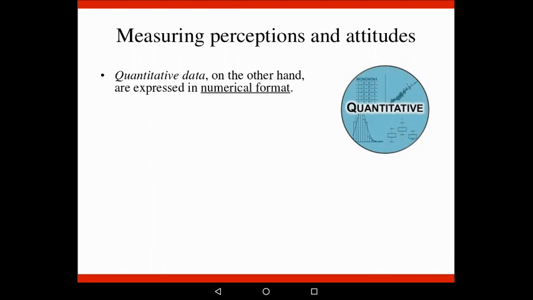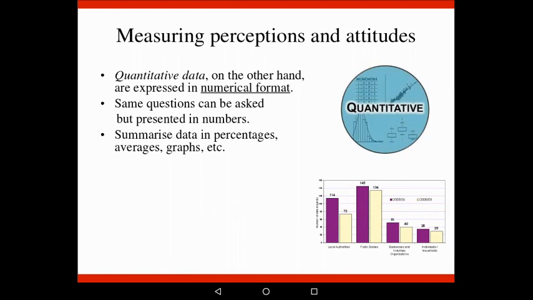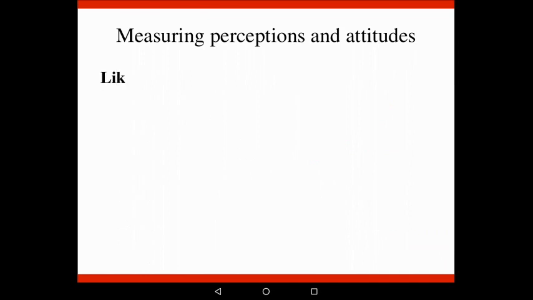Then we have quantitative data. On the other hand, it's expressed in numerical format. The same questions can be asked, but are then presented in numbers, like that one, with bar charts and things like that. You summarize the data in percentages and averages and graphs. And there are many scales that can be used to measure perceptions and attitudes. You get nominal scales, ordinal scales, interval scales, and ratio scales.